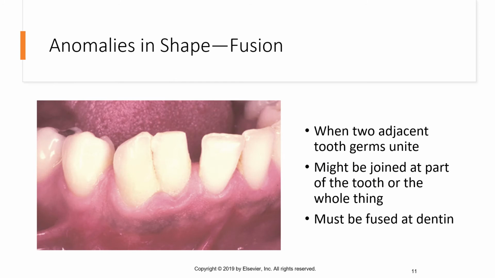All right, our next anomaly in shape is fusion, and this is when two adjacent tooth germs unite. So this isn't like twinning. Twinning was one tooth germ, okay, that created nearly two identical teeth. Where this is two tooth germs that now are joining together. They're fused together. Okay? And these are fused at the dentin.